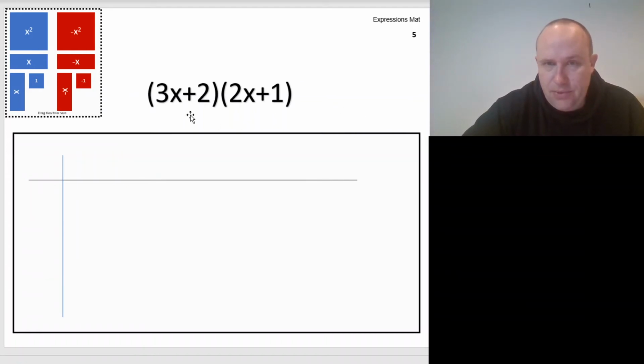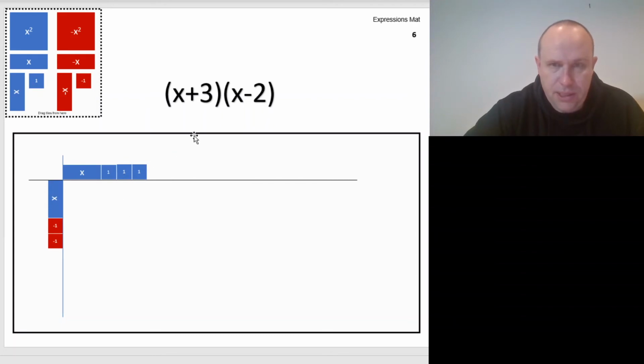You could do the same thing with this. 3x, you could put 3 of these across the top, 2 little ones. 2x down the side, you could have 2 of those rectangles, and then 1 little square, and then you guys could fill in the middle part as well. So let me skip to one with negatives though, because they're slightly more interesting. So x plus 3, here's my x and 3 positives. So as it's negative, notice I've used the red tiles for this one.